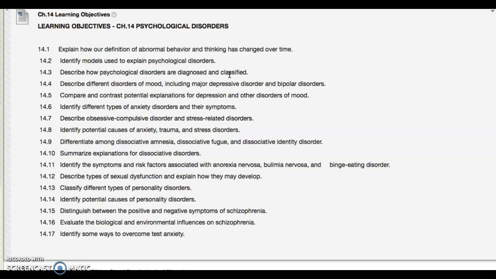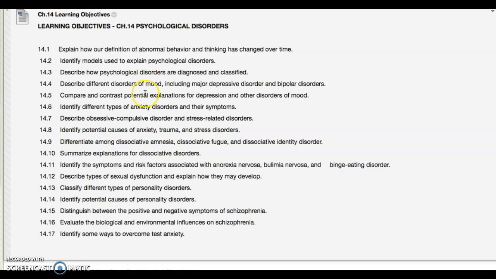So for the purposes of this class, we'll take a look at how we define abnormal behavior and how that definition has changed over time, and what kind of models we use to explain psychological disorders. And that's where the DSM comes in, and it starts to classify the various disorders into categories. And then you'll see how a diagnosis is made, what kinds of criteria need to be present in order for an individual to be diagnosed with a mental disorder.